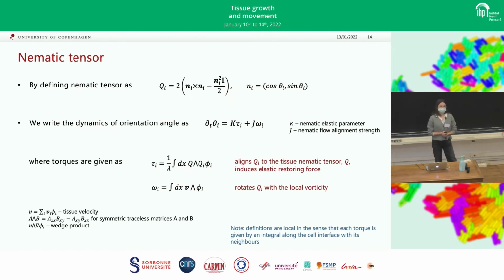And finally, we also have an equation for the dynamics of this orientation, the nematic tensor, and we define it using the angle of the orientation. And in active nematics, most of the dynamics occurs from the elastic restoring force and the flow alignment. So the orientation tries to align with the flow. And we incorporate this into our model by introducing two torques, k times tau and j times omega, which essentially mirror what we have in the continuum theory.